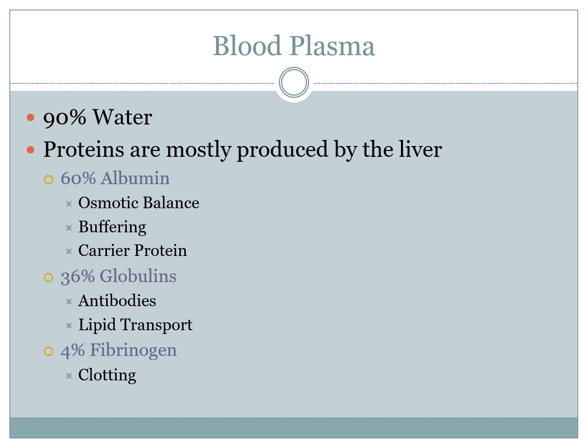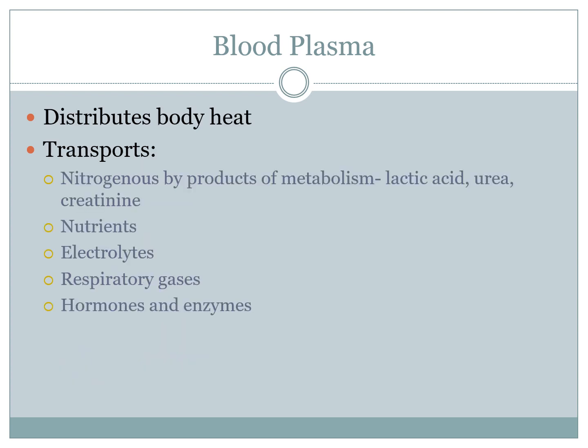Okay, so just realize that they're found in the plasma, and you'll also find the ability to transport lipids as well. Last thing that is mostly found in plasma is your fibrinogen, which we'll talk about later when we're talking about clot formation.